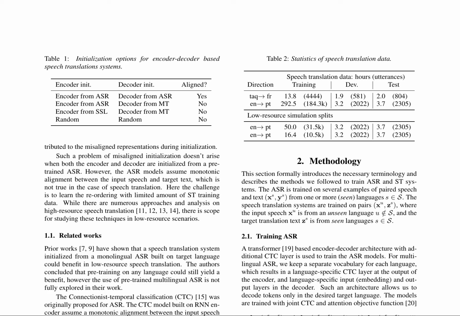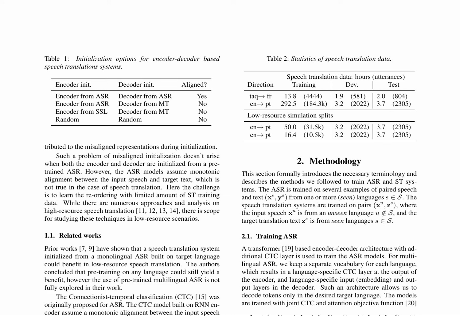A transformer-based encoder-decoder architecture with an additional CTC layer is used to train the ASR models. For multilingual ASR, separate vocabularies for each language are kept, resulting in a language-specific CTC layer at the output of the encoder, and language-specific input, embedding, and output layers in the decoder. Such an architecture allows for decoding tokens only in the desired target language. The models are trained with a joint CTC and attention objective function.